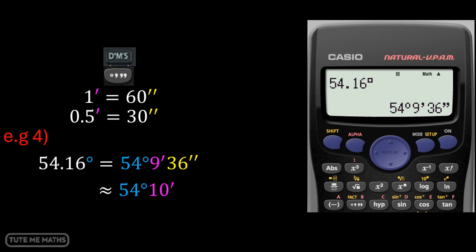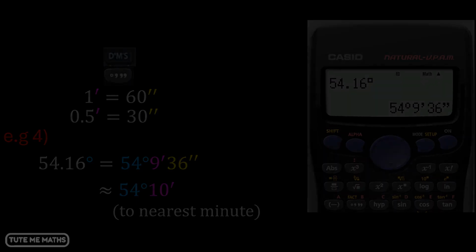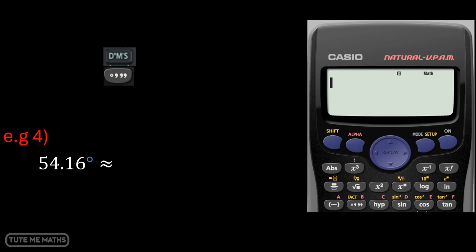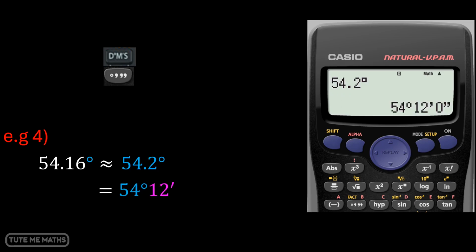It's important to realise that you should not convert to degrees and minutes from a rounded decimal value. 54.16 degrees could have been rounded to 54.2 degrees. Converting this will give 54 degrees and 12 minutes. So you can see the impact of rounding. Always use unrounded values when converting to degrees and minutes, if possible.